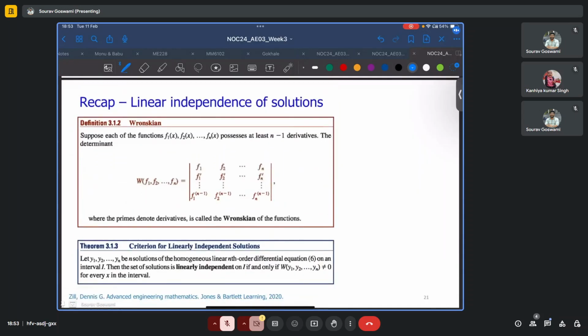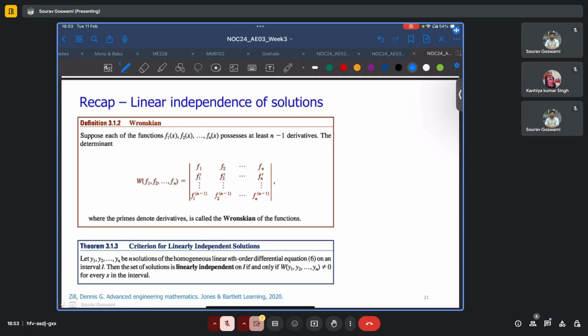How to check whether they are indeed linearly independent? We arrange these functions into a Wronskian, which is something similar to a determinant but with vastly different physical meanings.